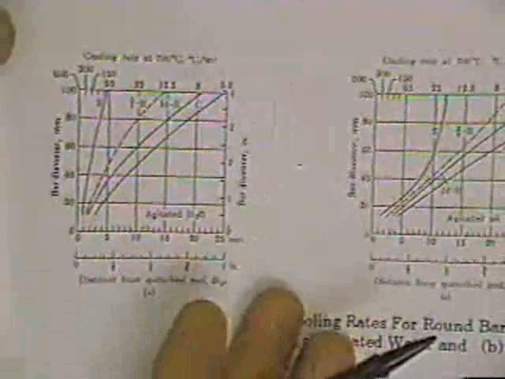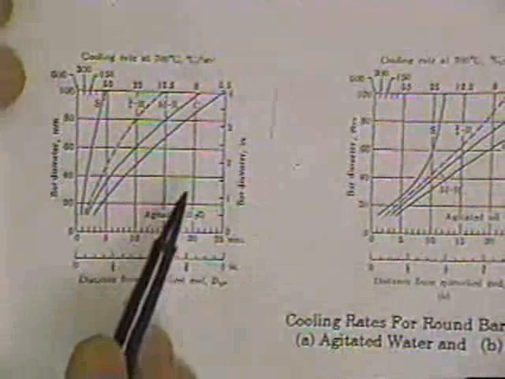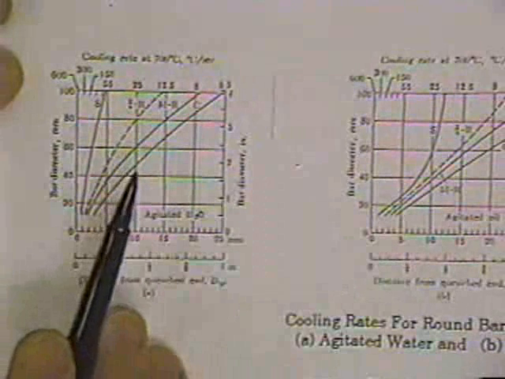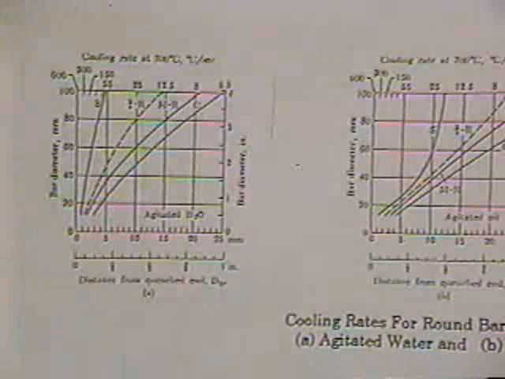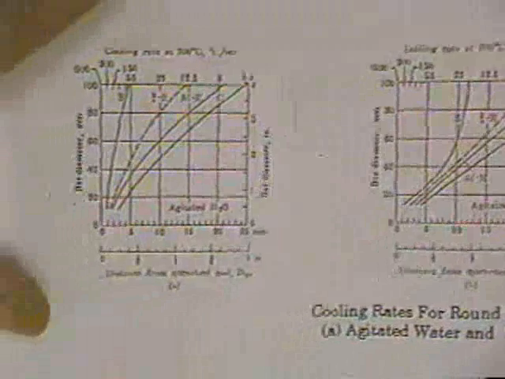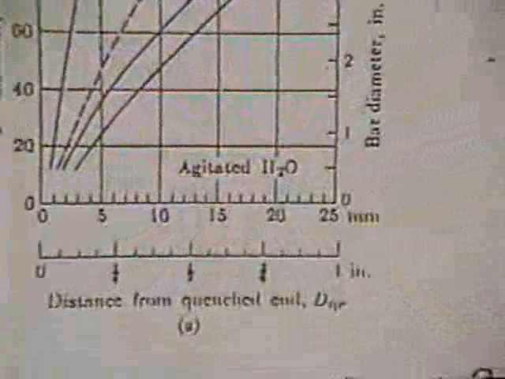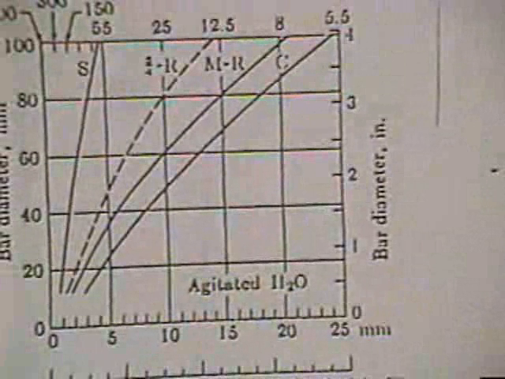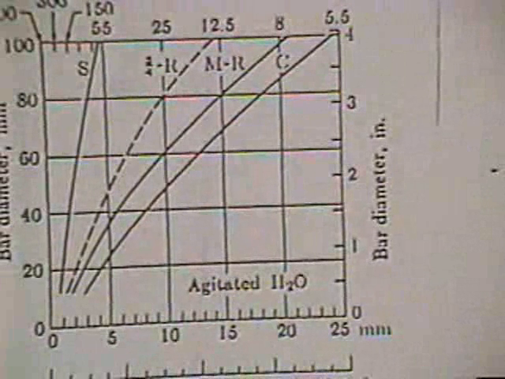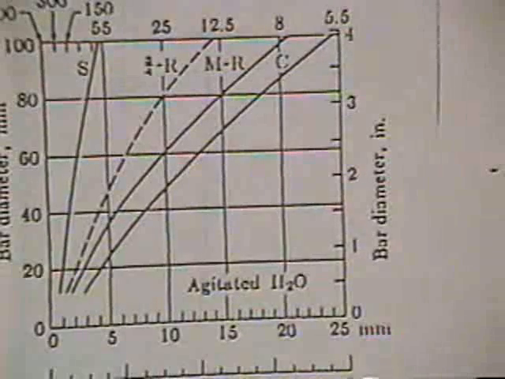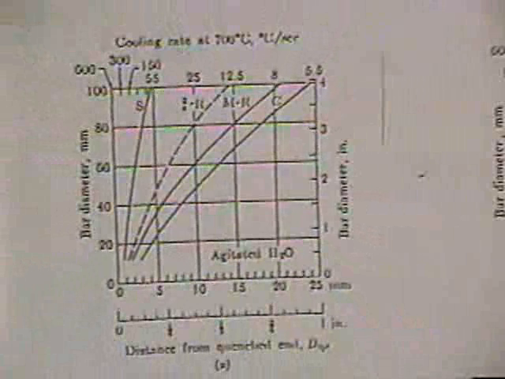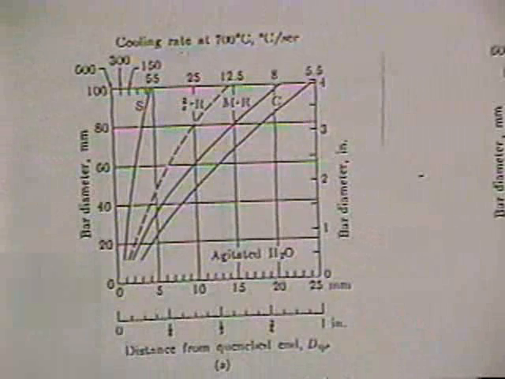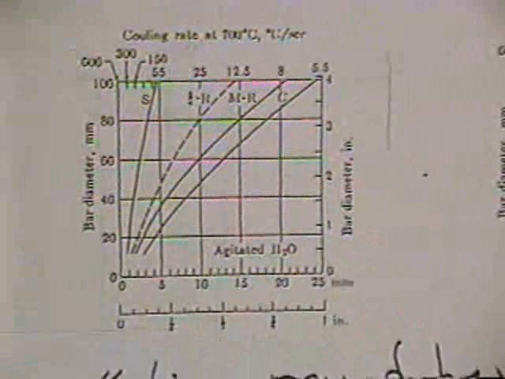The heat transfer coefficient is greater for agitated water than for agitated oil, so you'll see these are a little bit steeper slope. And let's say for our example, maybe we could blow this one up a little bit on the left-hand side here. Let's say for our example that we have a 3-inch diameter round bar of steel, and we're going to quench it in water, and we would like to know what the hardness profile would be without actually having to measure the hardness profile.